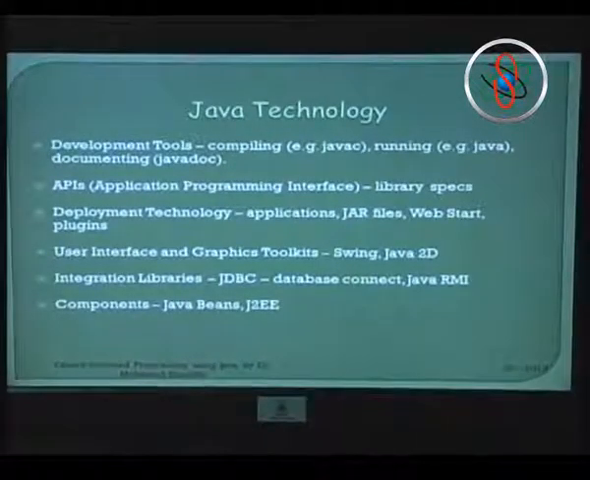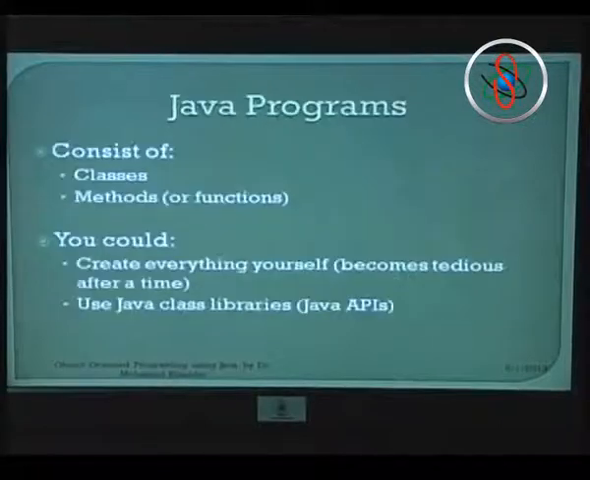Java technology: there are so many technologies of Java, depending on our needs. For example, development tools for compiling, which is javac, running, Java documenting, Java documents, application programming interface, and so on. There are so many types of Java technologies.